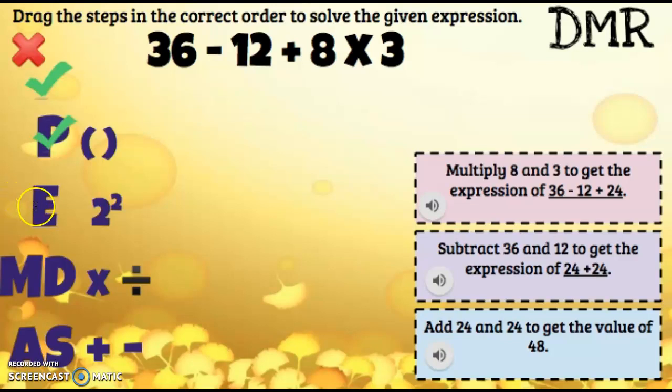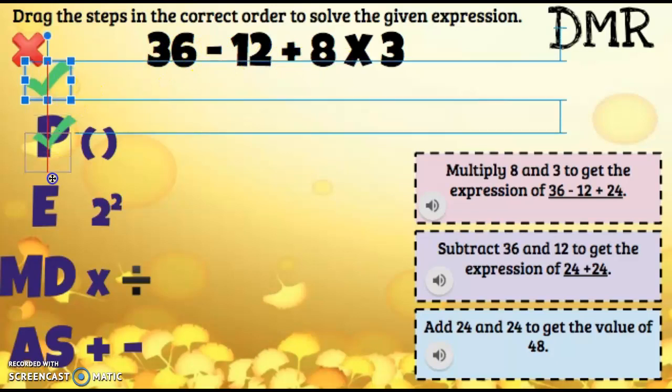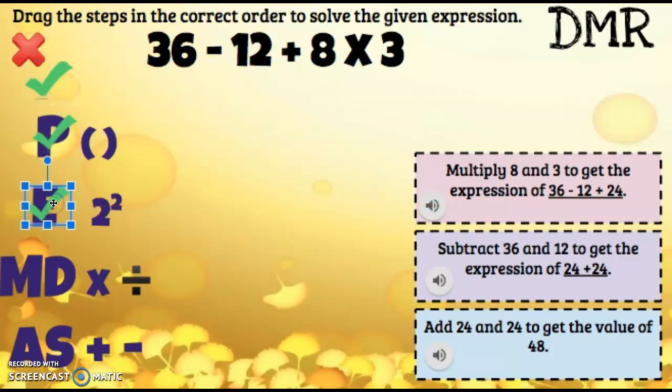So next I'm going to do my E, which stands for exponents. Your big 2 is your base. So big base. And then your little tiny 2 is your exponent. Okay? So I'm looking for something that looks similar to that 2 to the second power. And I don't see anything. So that means that step is completed.